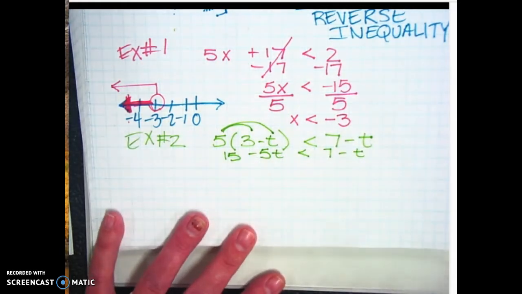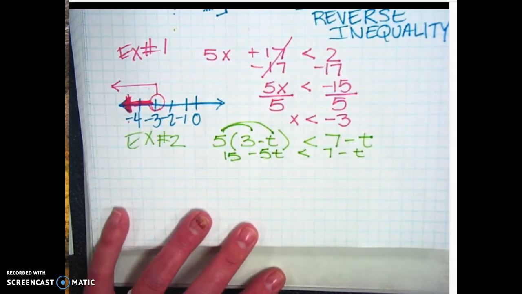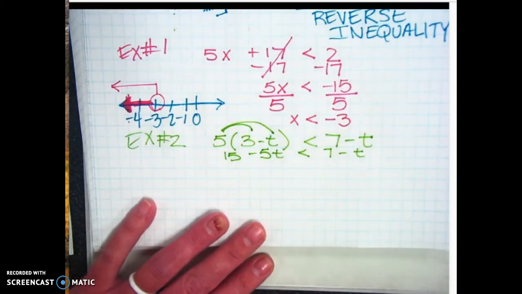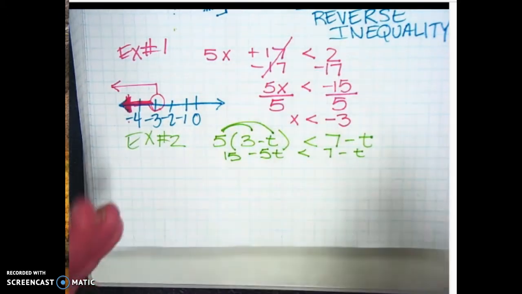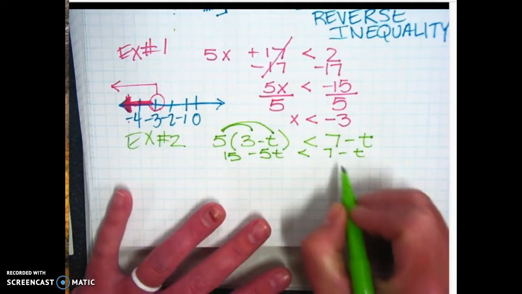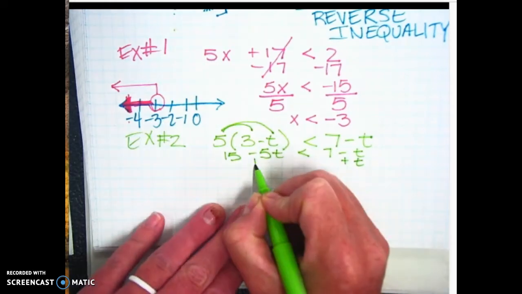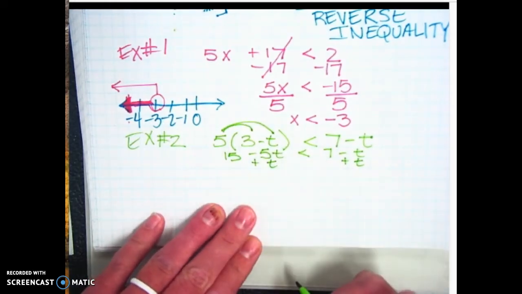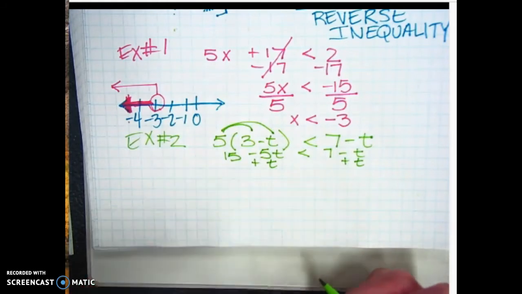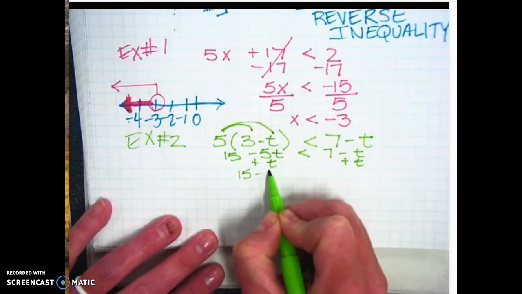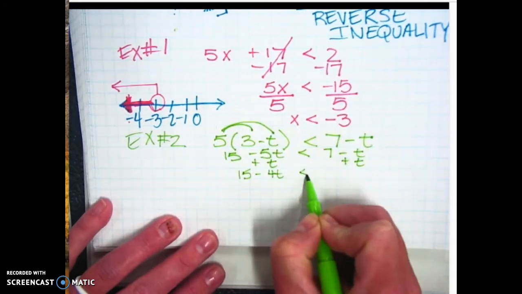Okay. With inequalities, I'm going to recommend that you keep your variable on the left. It's just easier to read inequalities from left to right. Can you do it the other way? Yes. But you just need to be careful with that inequality symbol. Okay? So I'm going to add t to both sides. Normally I do this all in one step, but I'm going to separate it into 2 steps. So I'm going to have 15 minus 4t less than 7.